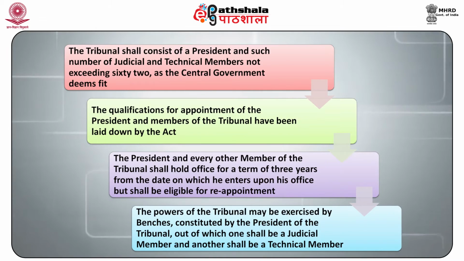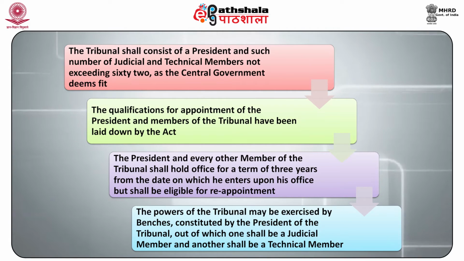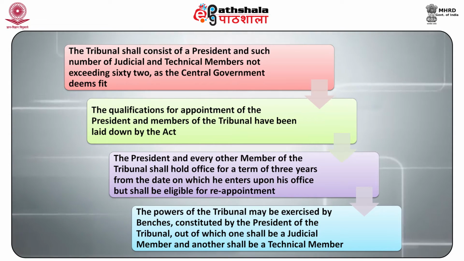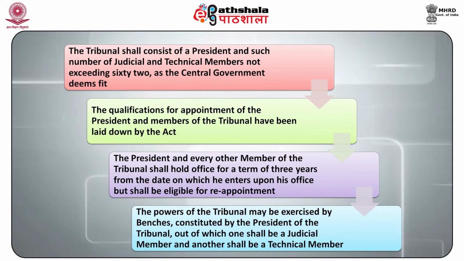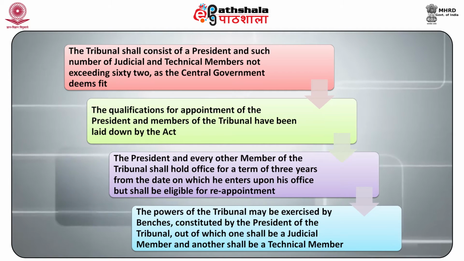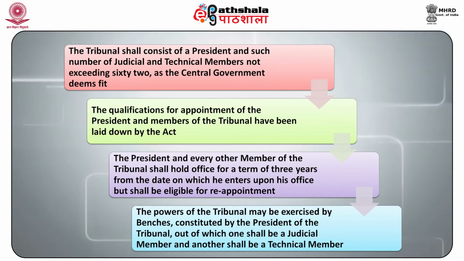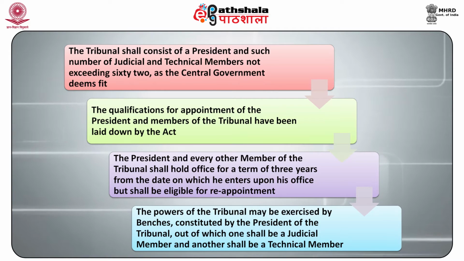The tribunal shall consist of a president and such number of judicial and technical members not exceeding 62, as the central government deems fit. The qualifications for appointment of the president and members of the tribunal have been laid down by the Act. The president and every other member of the tribunal shall hold office for a term of 3 years from the date on which he enters upon his office, but shall be eligible for reappointment.